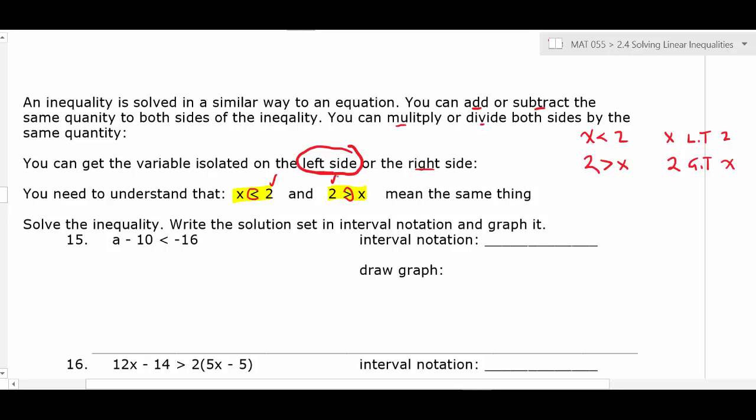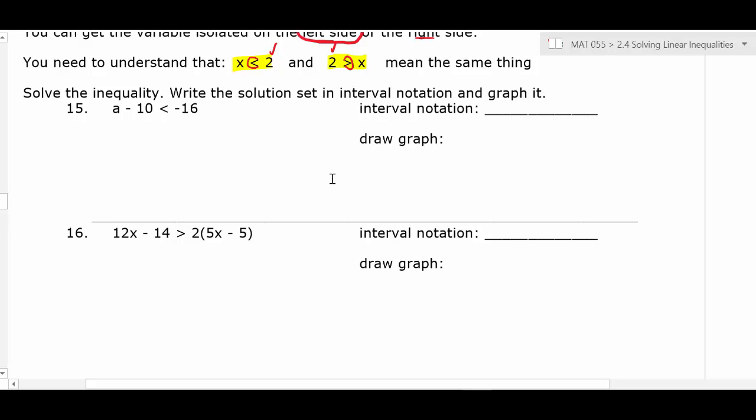Okay, so now what we're going to do is solve these inequalities. So let's start with this, and we'll try to understand what the meaning of this problem is. This is saying you have an unknown number a minus 10 is less than -16. This is a less than problem. So to begin with, we want to isolate the a. The a needs to be by itself. So if we're going to make the a by itself, the -10 needs to go away.